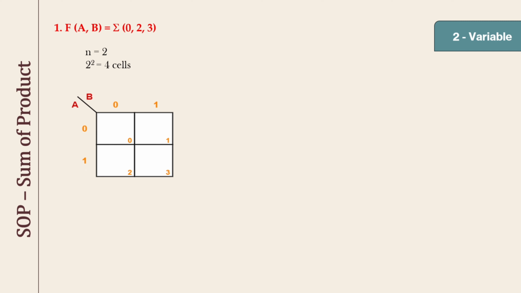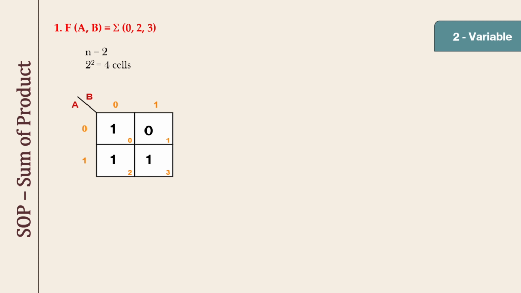Here we consider A as the rows and B as the columns. In SOP, 1 is the dominant term. So, as given in the question, summation of 0, 2, 3, we need to put 1 at the places 0, 2, 3 as given in the problem. First we put 1 at cell 0. Then the second one is at 2, then at 3. The remaining cell should be filled with 0.